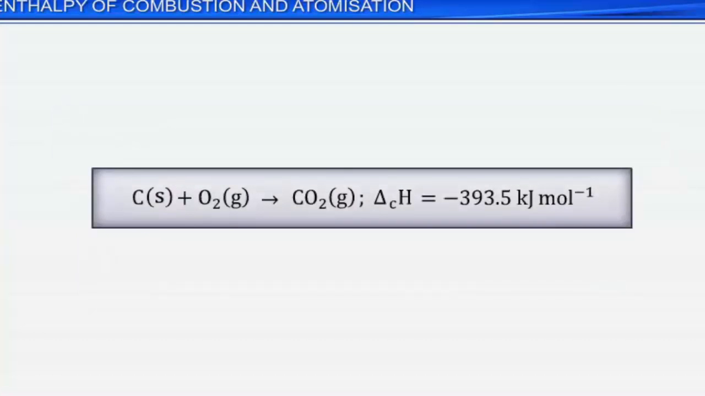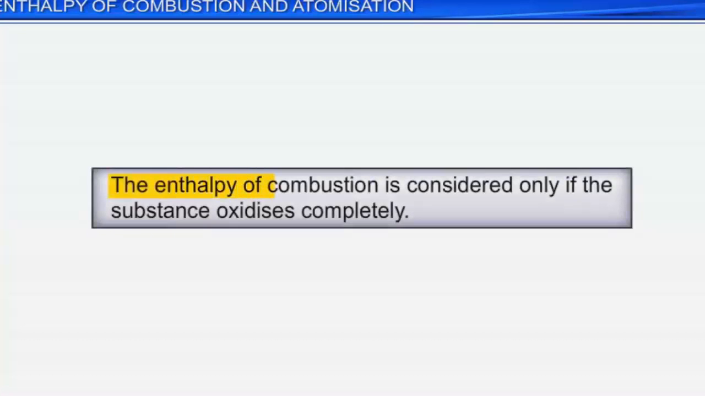For example, when 1 mole of carbon is completely burnt, it releases 393.5 kilojoules of heat. The negative sign of enthalpy change indicates the exothermic nature of the reaction. The enthalpy of combustion is considered only if the substance oxidizes completely.